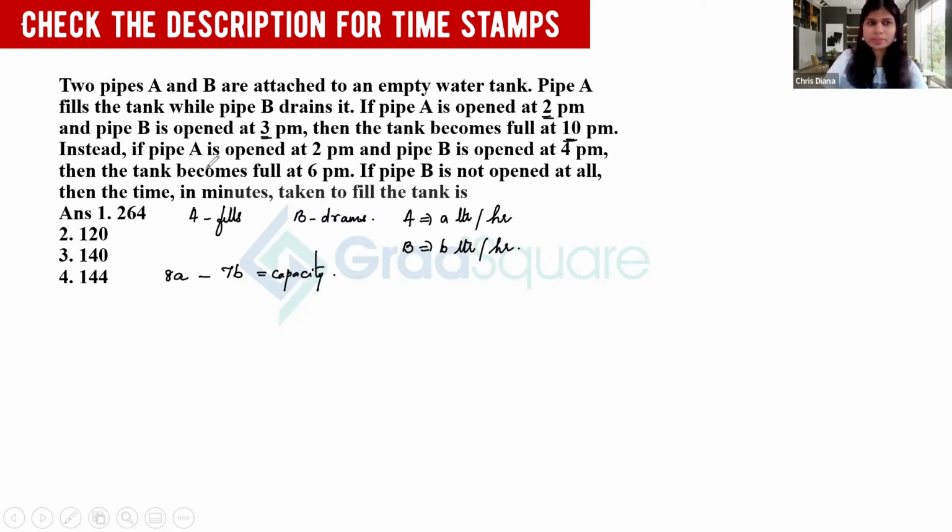Similarly, in the second case, pipe A is opened at 2 p.m. and pipe B is opened at 4 p.m. Then the tank becomes full at 6 p.m.